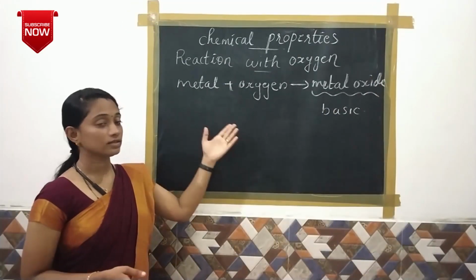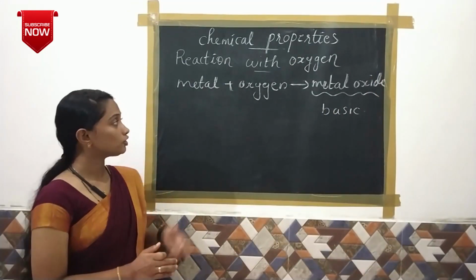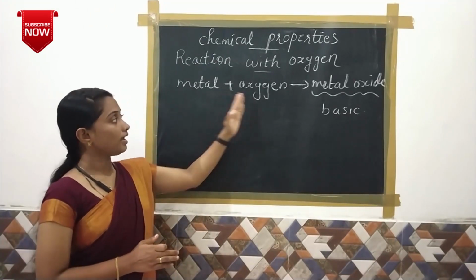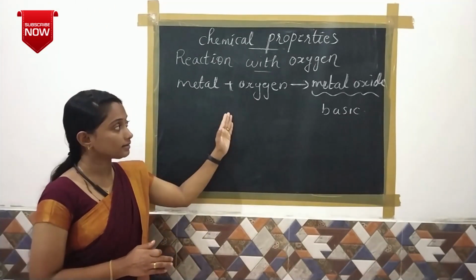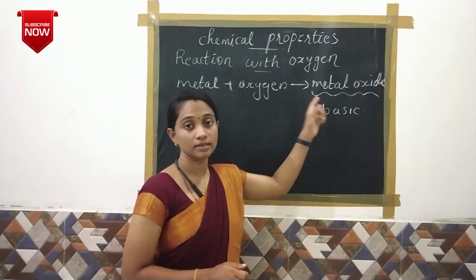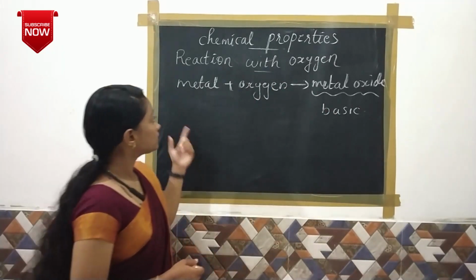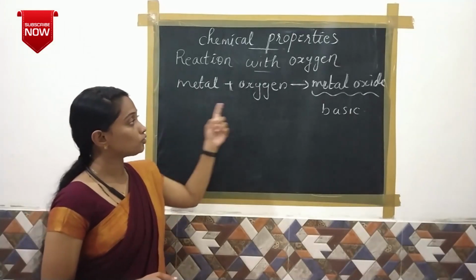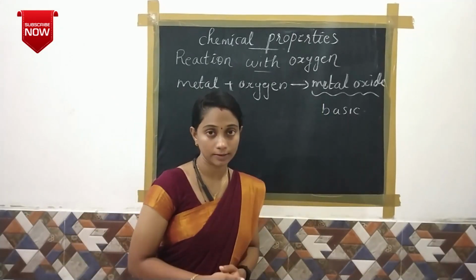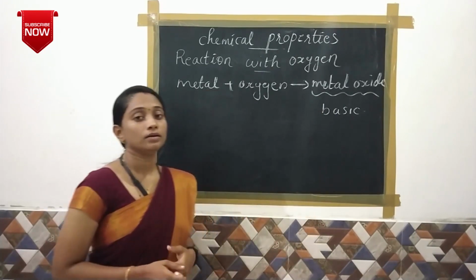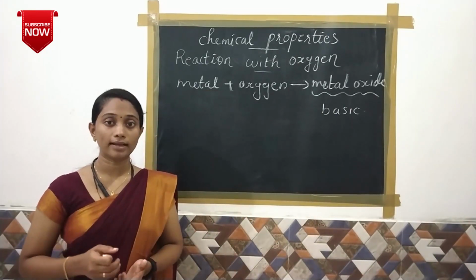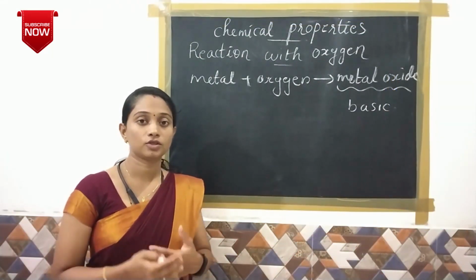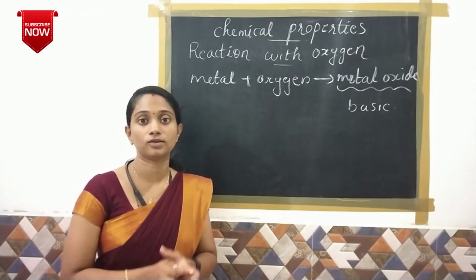A chemical reaction is represented by an equation, called a chemical equation. In the chemical equation, the left hand side is named the reactants and the right hand side is named the product. So we can say metal and oxygen are the reactants, and the product is metal oxide. All metals do not react with oxygen at the same speed. Different metals show different reactivity towards oxygen.